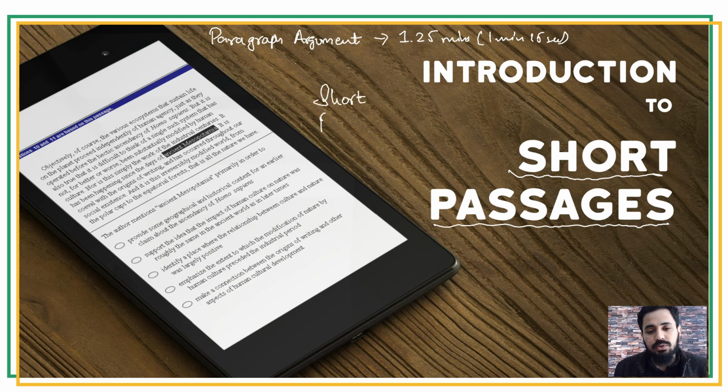Now, the new GRE sort of uses an umbrella term for passages that can vary from being like legit short to slightly longer, right? So you would have short, like still not as short as paragraph argument, but then slightly longer passages. Now, what do I recommend?